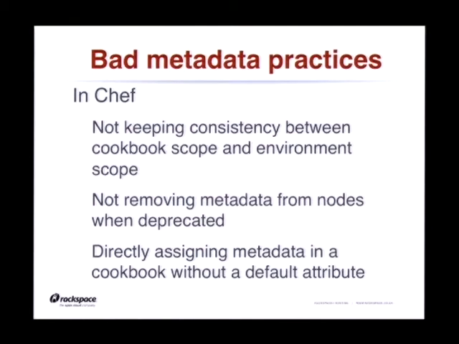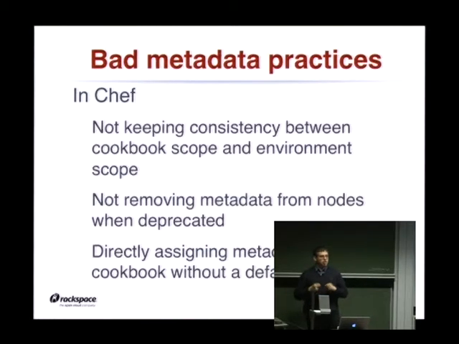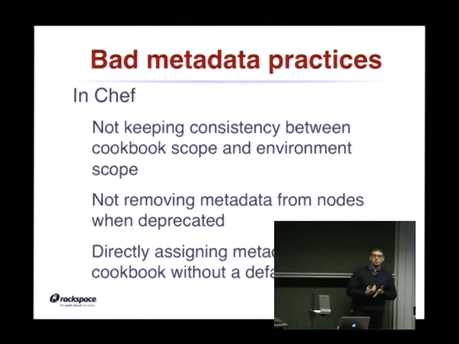But since you can overwrite definitions of metadata pretty much everywhere, it can get very tricky, and you can actually put metadata in every single point. You can put it in the top scope, in the environment, or in the node itself. So at the end of the day, when you execute, you don't really know where variables are coming from, and they start populating your node dictionary, and that gets incredibly messy. So you need to keep consistency.